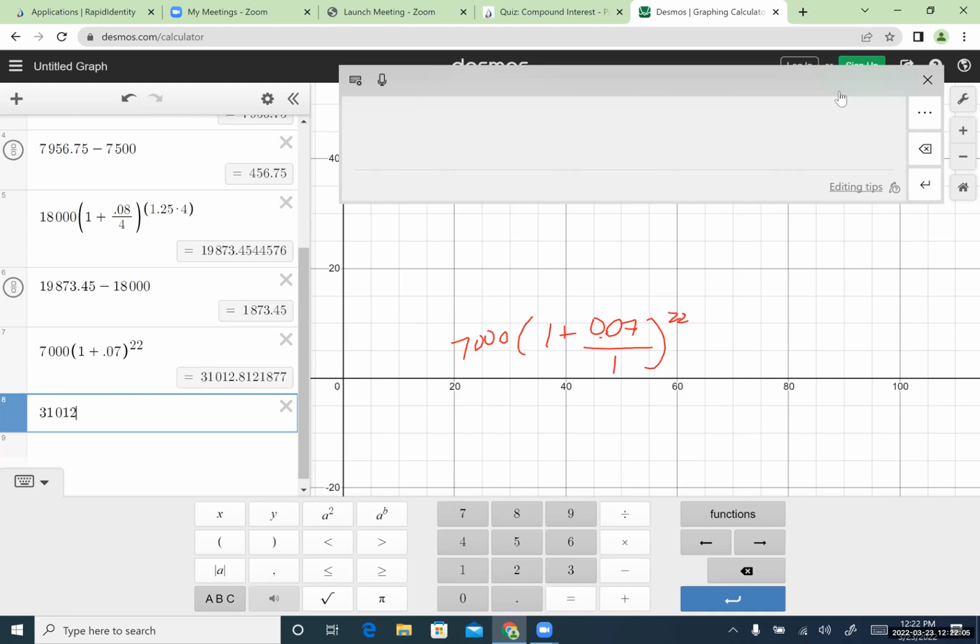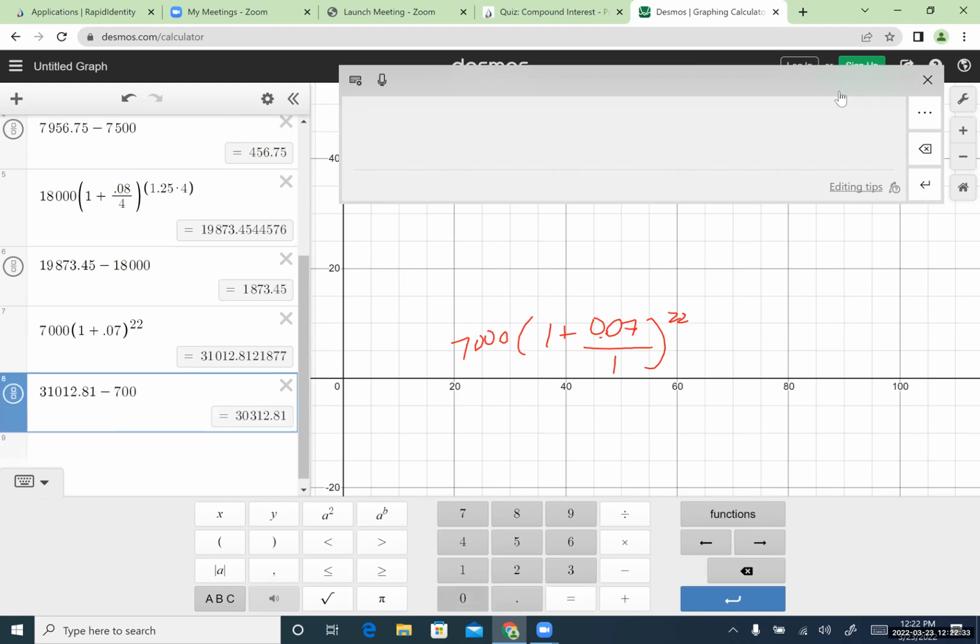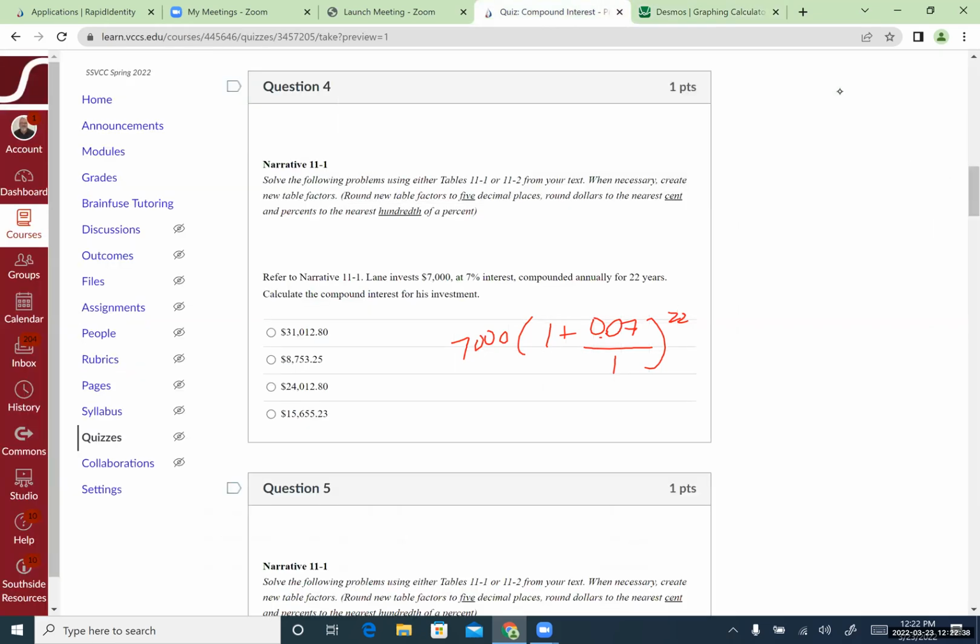31,012. And see, we only invested 7,000 and it's now worth 31,000. Why so much? Because it was in the bank for 22 years. 0.81. So the table has little rounding, I think they go out to 5 decimal places, but even so, when you go out 20 years, those pennies add up. So anyway, we want to subtract the initial investment here and find out how much our interest was, and our interest is 24,012.81. Hey, it's only off a penny. 24,012.80.